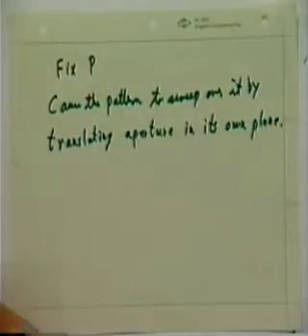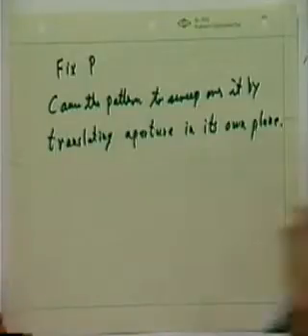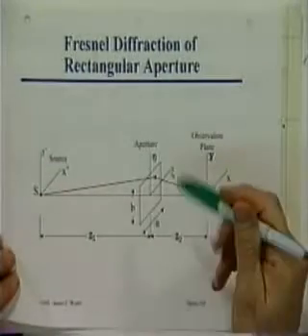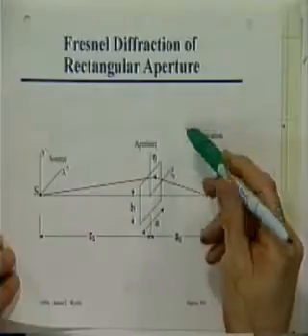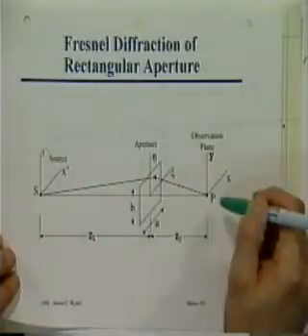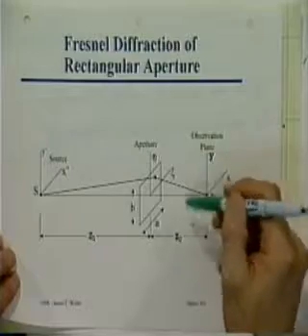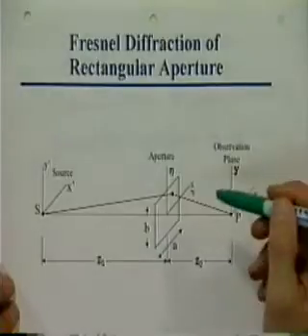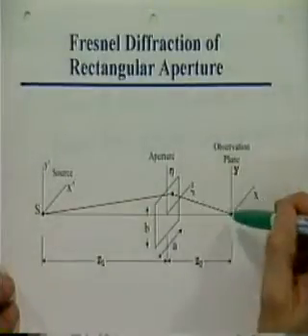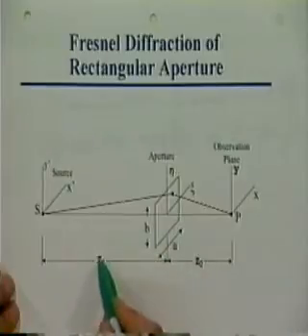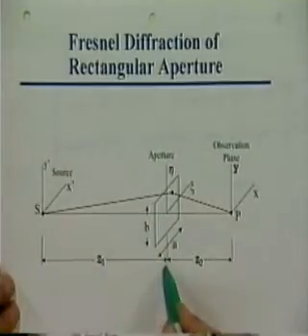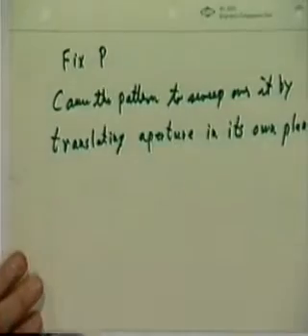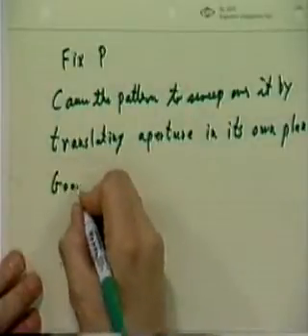Now, is that equivalent? And the answer is almost, but not quite, probably. As we move this around here, the pattern on the screen is going to change a little bit in size, and the distribution of the irradiance will change a little bit just because we're moving this around. But it will turn out to be a very good approximation as long as Z1 is much larger than any motion of the aperture. So this is a good approximation.